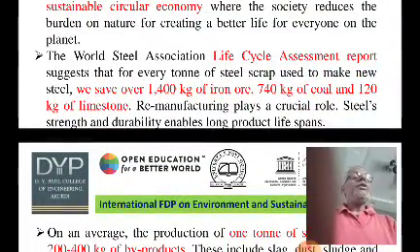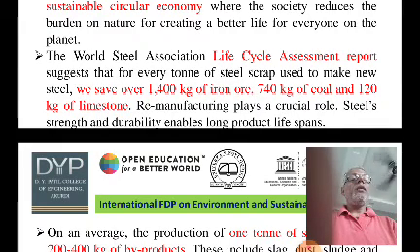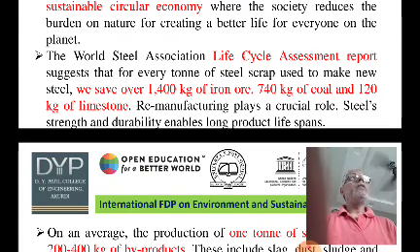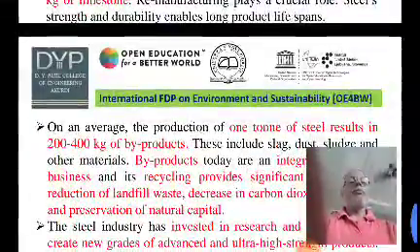The World Steel Association's life cycle management report suggests that for every ton of steel scrap used to make new steel, we save over 1400 kg of iron ore, 740 kg of coal, and 120 kg of limestone. So remanufacturing plays a crucial role in the steel industry. Steel strength and durability enable a long product lifespan.